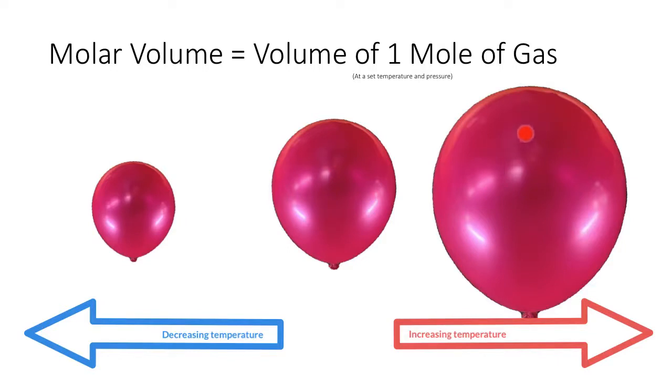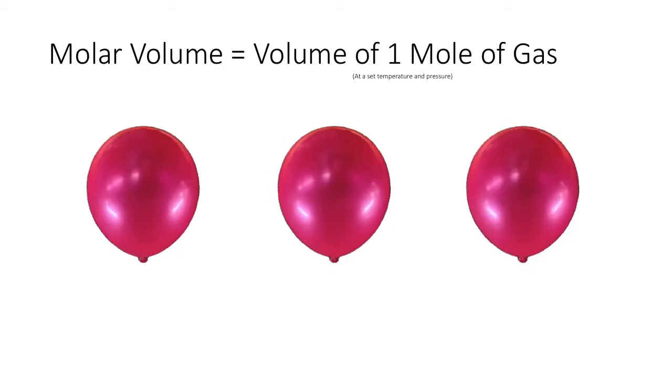Well, we know at higher temperatures, particles have more energy, so the gas particles are bouncing around, hitting off the edges of this balloon and pushing the sides outwards. Whereas at a lower temperature, they have less energy and they're putting less force on the edges of the balloon and it contracts in. We'll consider changes in pressure now.